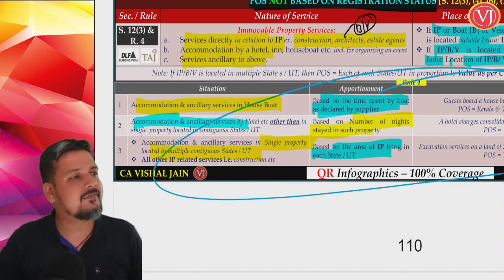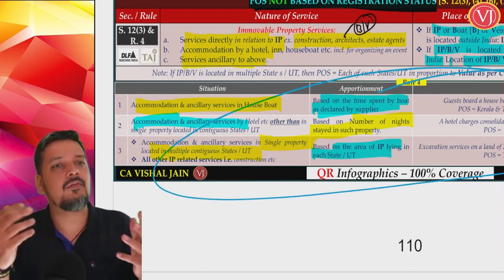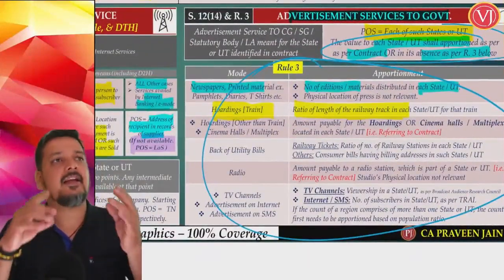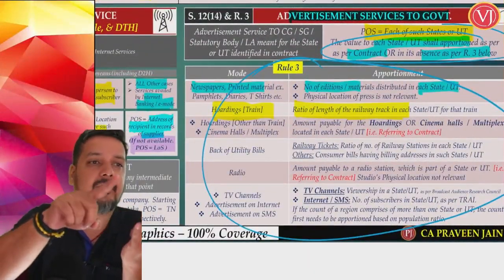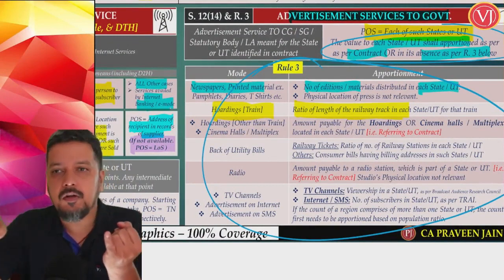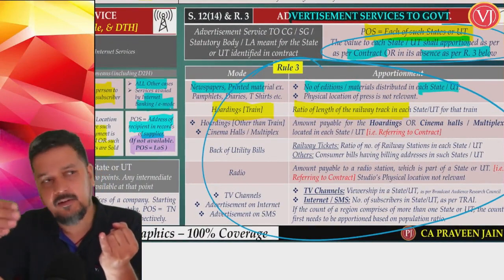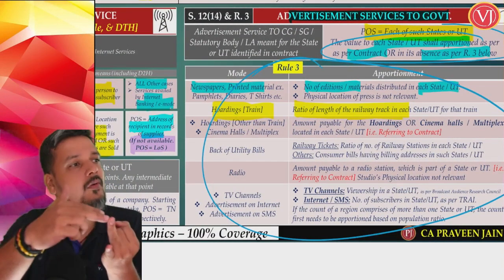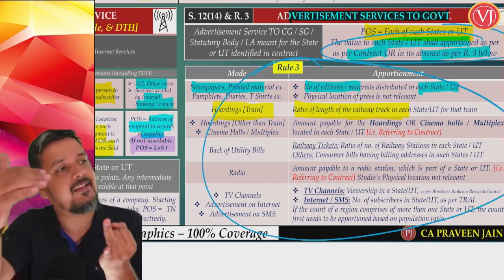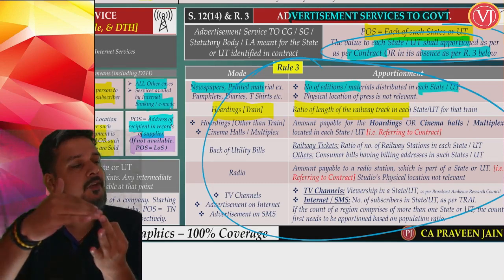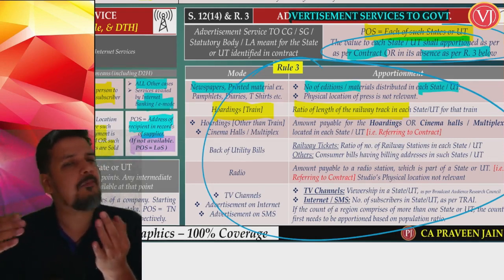Very simple thing. I have not taken up the entire rule 3 and all. I am just telling that in 3 cases you have to take the help of a rule. What are they? Advertisement service to government. You'll have multiple states as an answer. Rule 3 will help you. Rule 4, immovable property. You might have multiple answers. Rule 4 will help you. Organization of an event. You might have multiple answers. Rule 5 will help you.